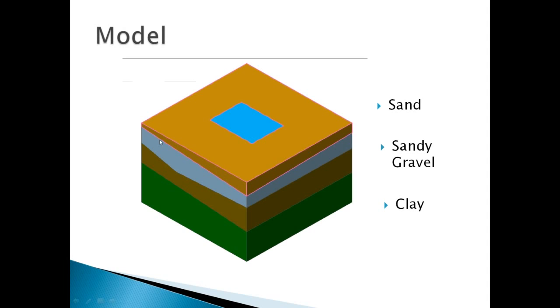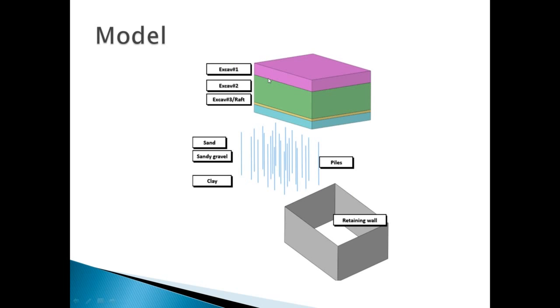As you can see, there are 4 different layers here with 3 different material attributes: 1 sand, 1 sandy gravel, and 1 clay. And the centerpiece here is where the excavation will be done, as well as where the piles will be installed. So this is just an image of what this excavation sequence will look like.